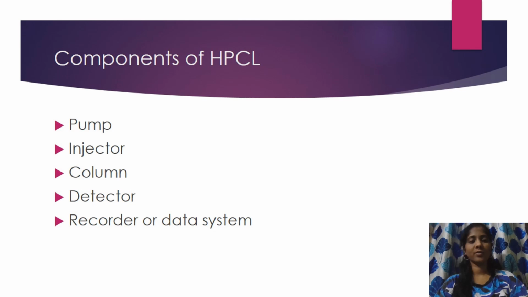The components of the HPLC: the first one is the pump, the second is the injector, the third is the column, the fourth is the detector, and the last one is the recorder or data system.